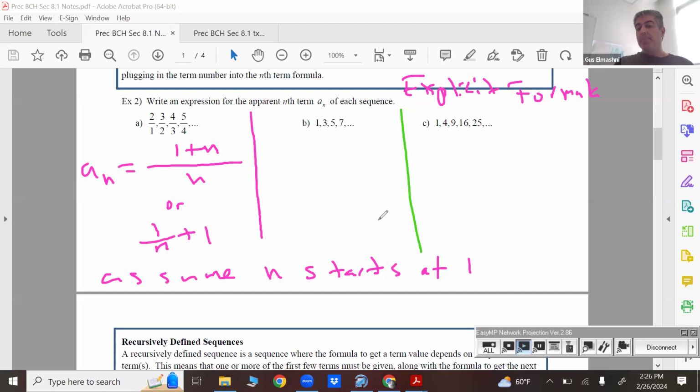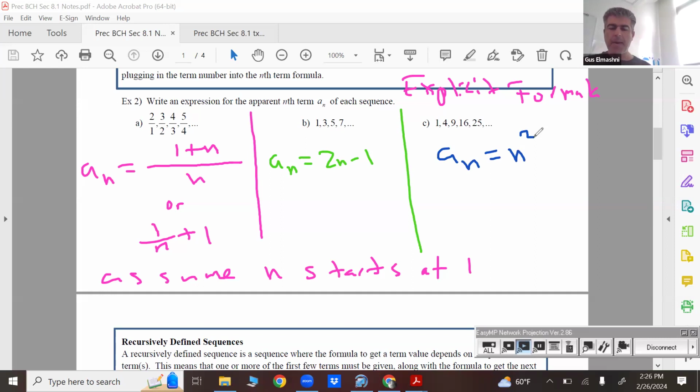What pattern do you notice here for B? Yeah, it's odd numbers, right? So how would you write it? How do you guys want to write it? Yeah, 2n minus 1 would be good. Yep, I'd agree. And then lastly for C, what pattern do you notice here? Yeah, totally. n squared. Okay, all right, let's keep moving, guys.